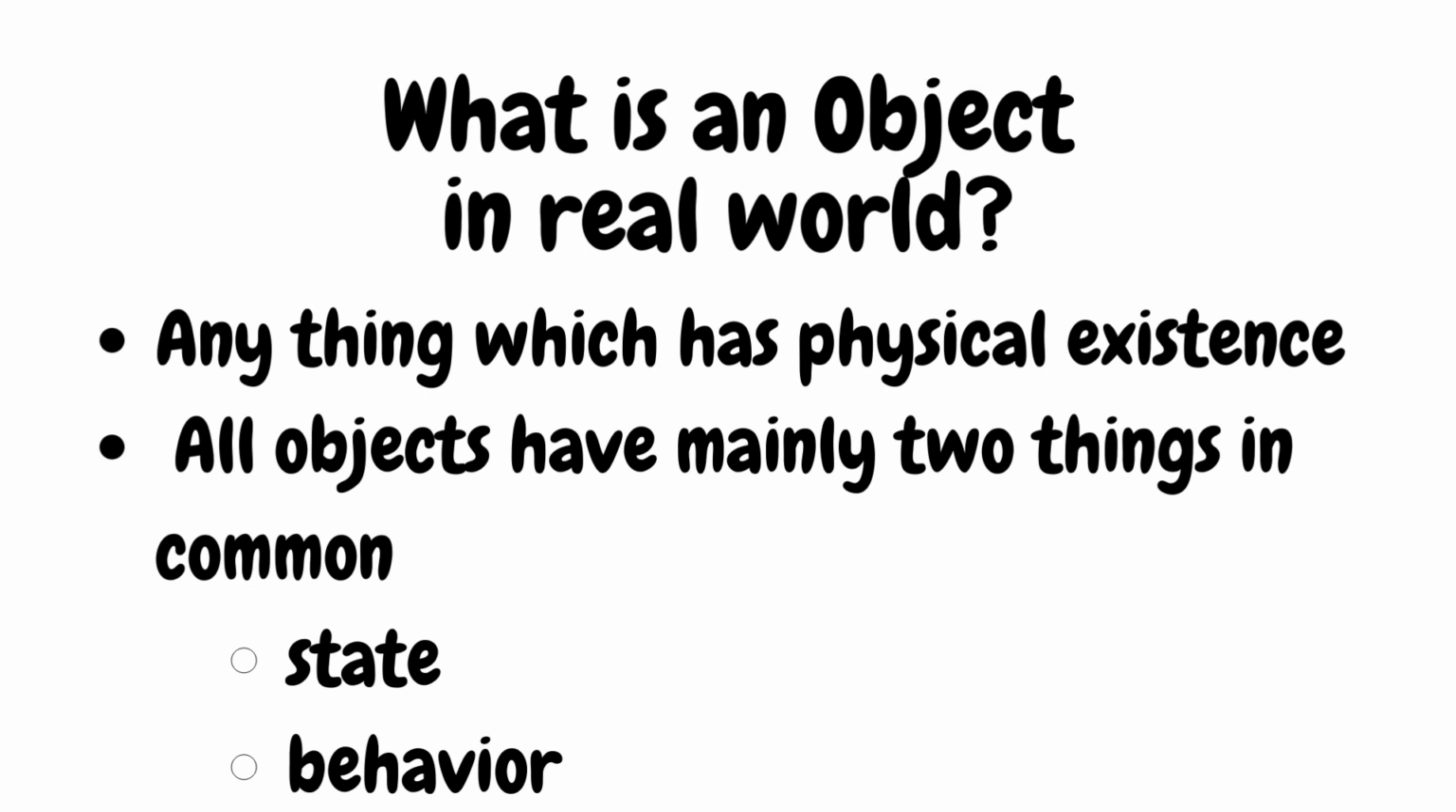All real world objects basically have two things in common. One is state and the other is behavior. State represents the properties of object, whereas behavior represents the functionality of the object.